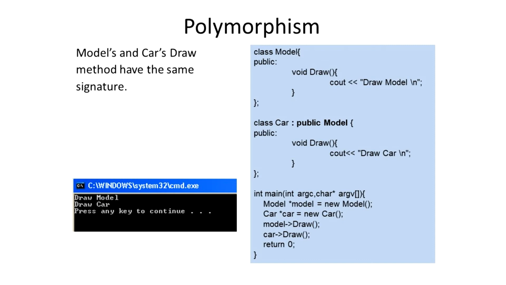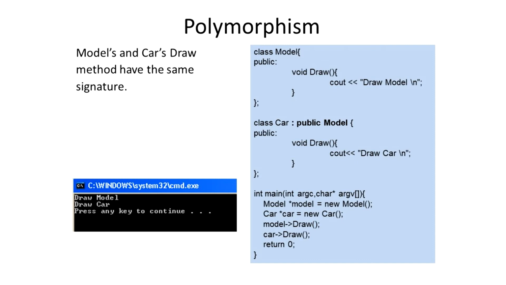That is identical in both functions, but the only difference is in the implementation of the function, because in the parent class, the model, we actually just print out that we're drawing a model. And in the child class, the car class, we print out that we're drawing a car. So the actual implementation is specific to each class, but the function itself is the same. It's an example of polymorphism. We've got the same function, just in different places.